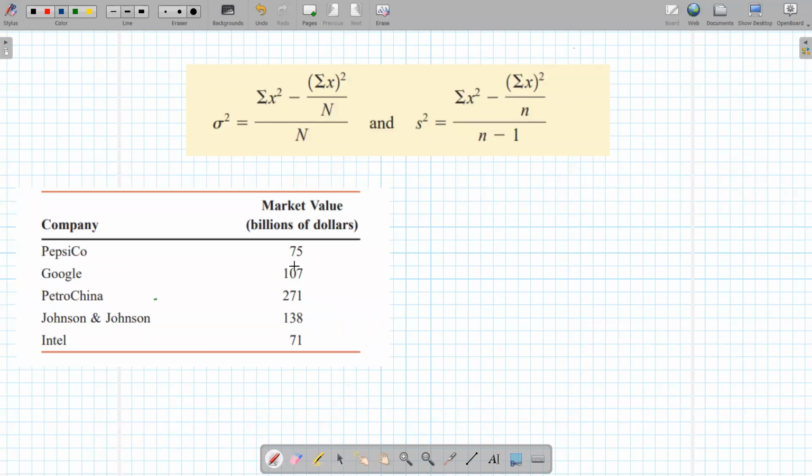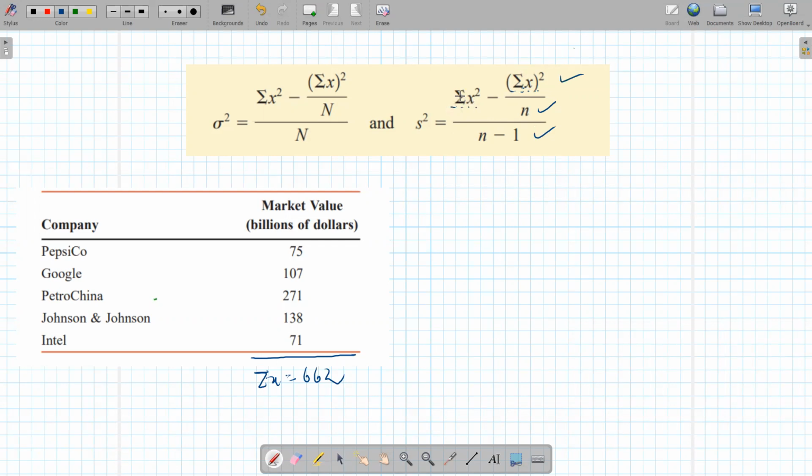So all of these are your X values. That means for the sample, we're going to use this formula here. Look at what it needs: summation X whole squared. For this, do we find summation X first or X squared first? Summation X just means the sum of everything here, so it's 75 plus 107 plus 271 plus 138 plus 71. Summation X is 662. N is 4, N minus 1 is also in the bag. The only thing we don't have is summation X squared.